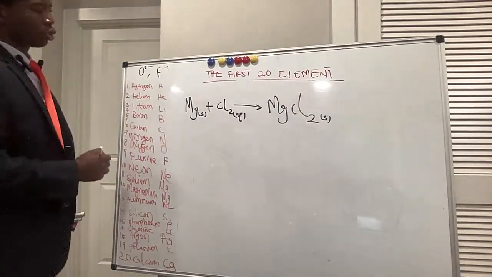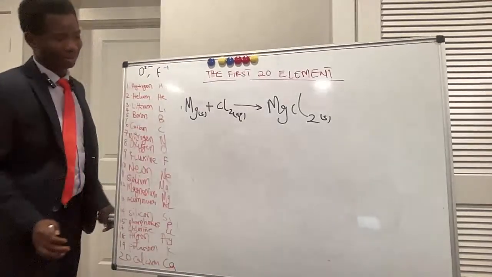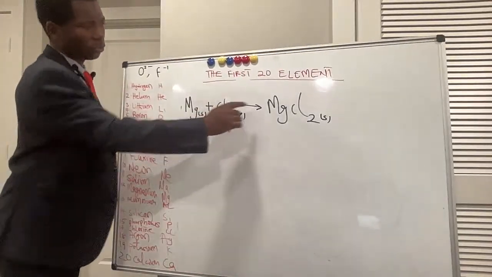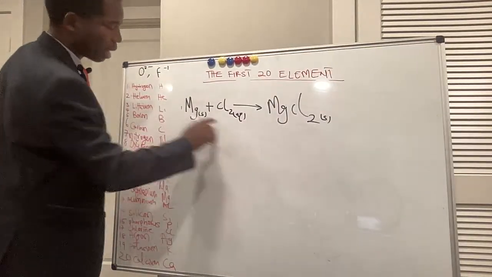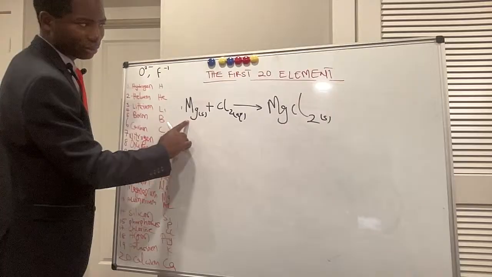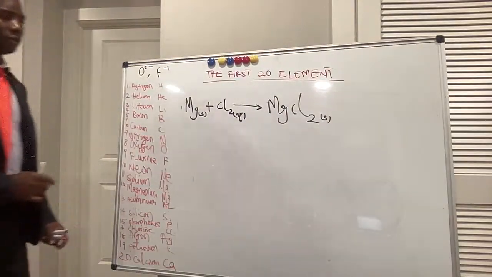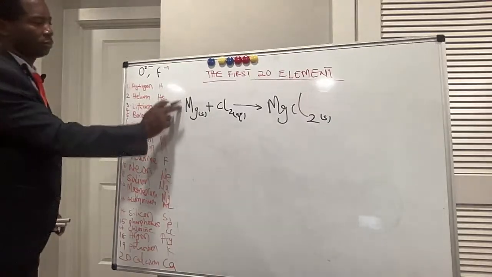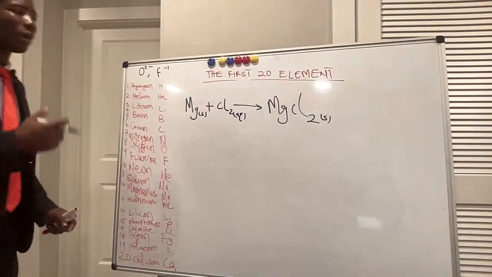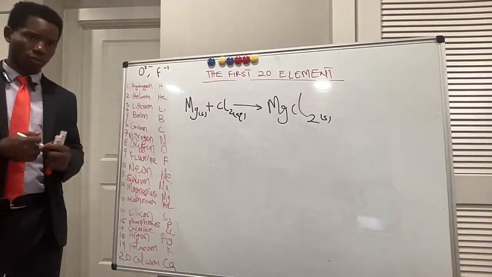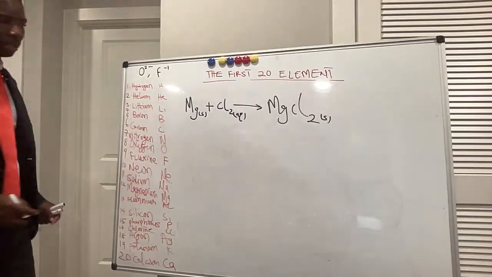Now, let's balance our reaction before we proceed. Magnesium is 1 here. Chlorine is 2 here. In the reactant, we have 1 magnesium. In the product, we have 1 magnesium. Magnesium is balanced. The equation is balanced. Now let's proceed. I want us to look at what actually happened in this reaction.